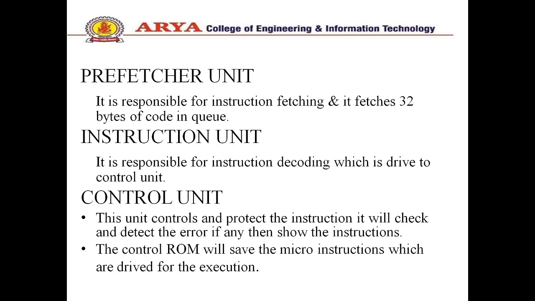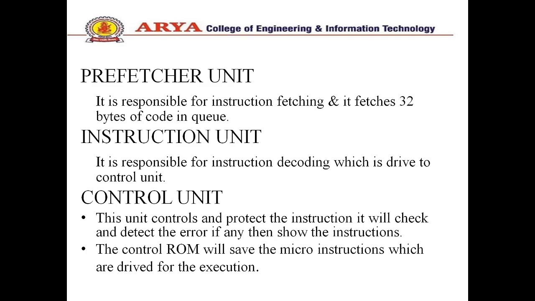Prefetcher unit. It is responsible for instruction fetching, and it fetches 32 bytes of code in queue. Whenever there is a requirement of instruction fetching, the prefetcher unit is responsible for that. Instruction unit is responsible for instruction decoding, which is driven to the control unit. The purpose of the instruction unit is to decode the instruction given by the programmer, and perform according to that instruction.